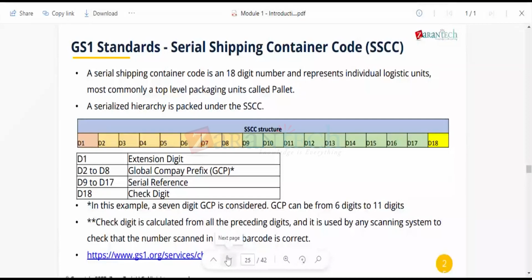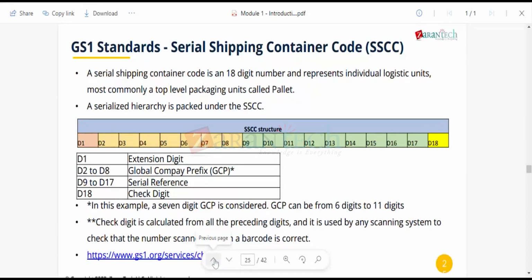Any questions so far? This serial reference, Hari. Go ahead, Pradeep. Okay, I just wanted to ask, in all your examples, Hari, you have taken a GCP of 6 digits, right? But you have told us it can vary above 6 also. So in that case, how will it affect the serial reference?